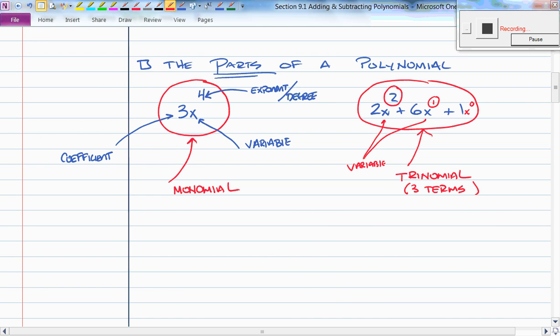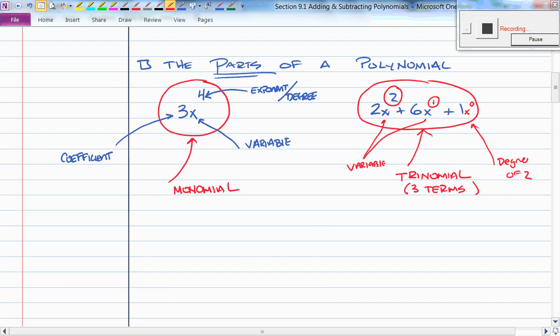So now check it out. We have a degree of 2. We have a degree of 1 and a degree of 0. So the question is what's the degree of the whole trinomial? Is it the 2, the 1, or the 0? It's the 2. Turns out you take the biggest one. So this whole trinomial, this whole thing has a degree of 2. So this is a 2nd degree trinomial. So we take the biggest one that we see.